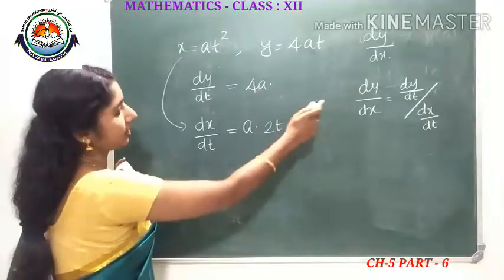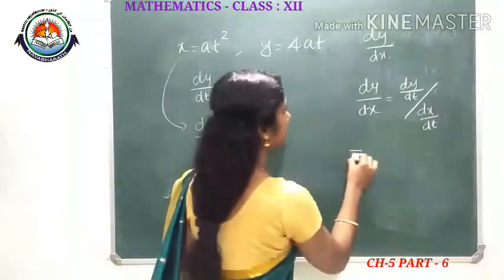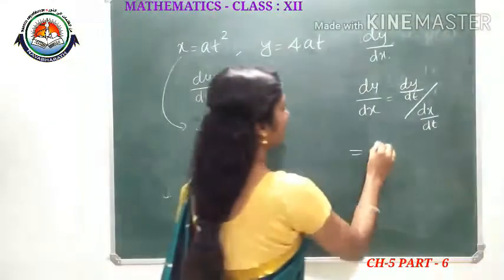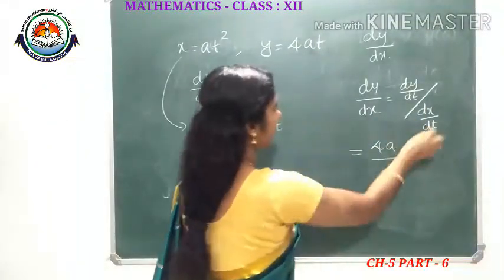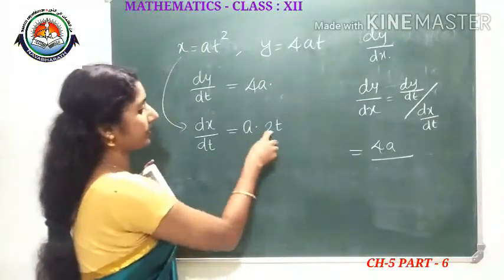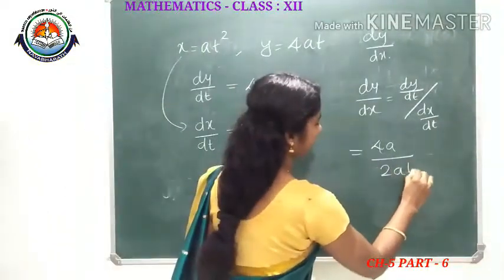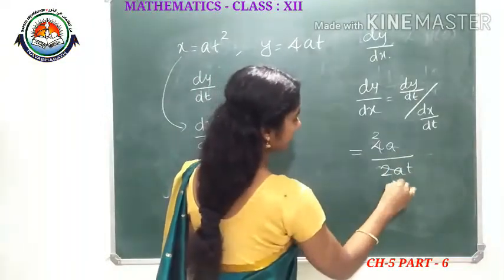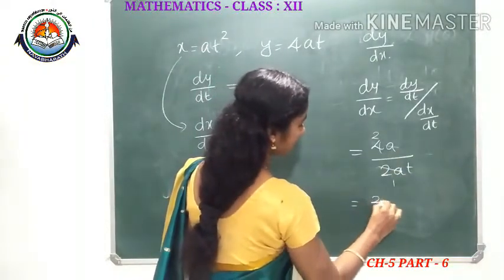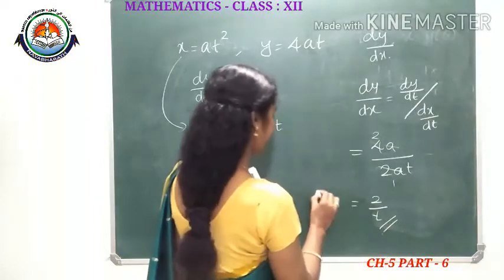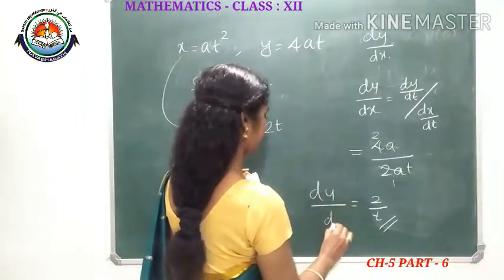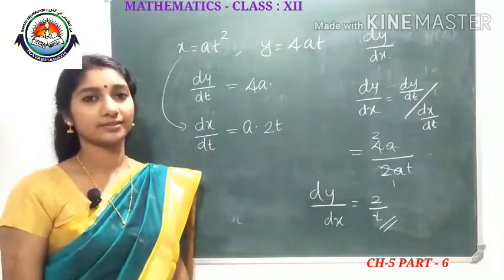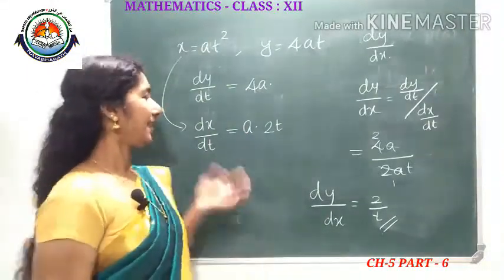Okay. Then we need to find dy by dx. dy by dx is equal to dy by dt. What is dy by dt? 4a. 4a divided by dx by dt, which is 2at. You can cancel the common factor. 2 is the one. So we are getting 2 by t. 2 by t is the derivative of y with respect to x. Clear?